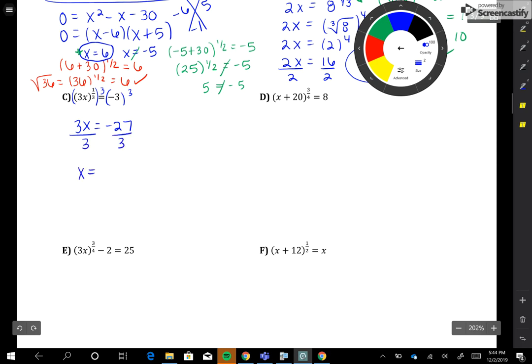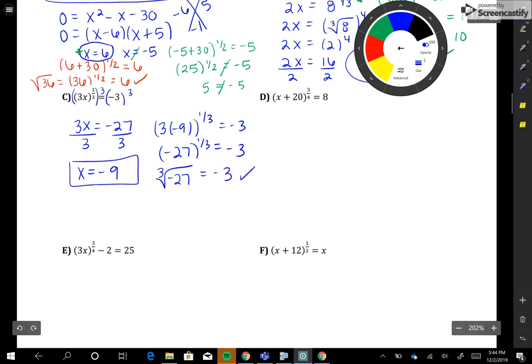So x equals -9. Now plugging that in the original, 3 times -9 to the 1/3, does that give me -3? So 3 times -9 is -27 to the 1/3. Does that give me -3? Yes, it does, because remember, you can take the cube root of a negative number, and that will give you a negative number. So this is true.